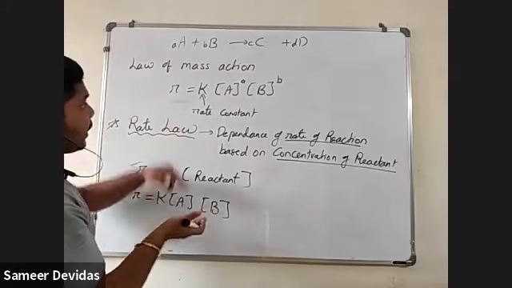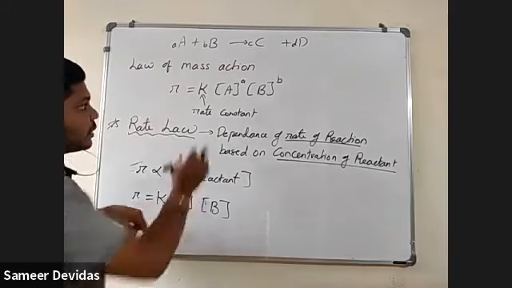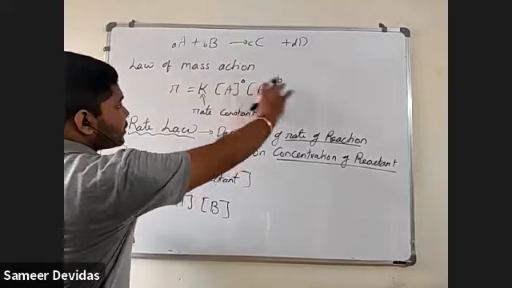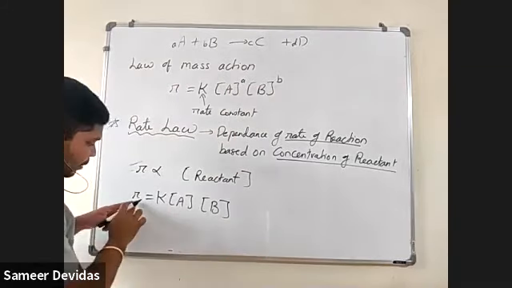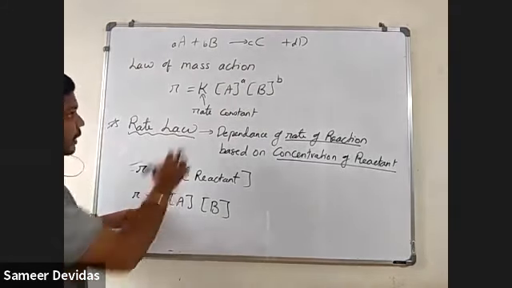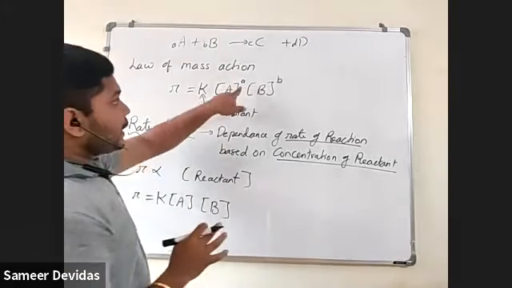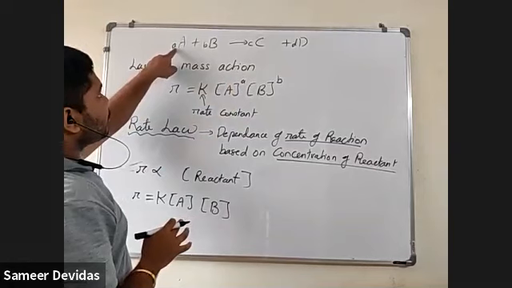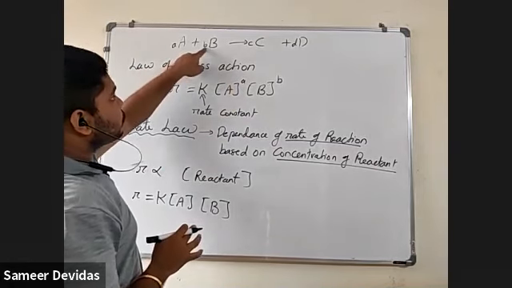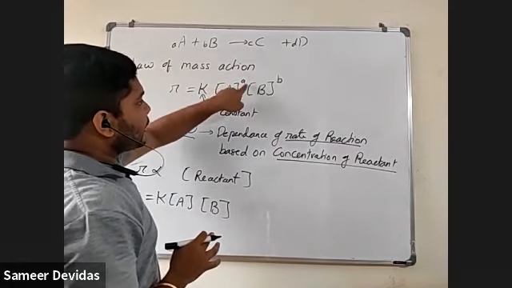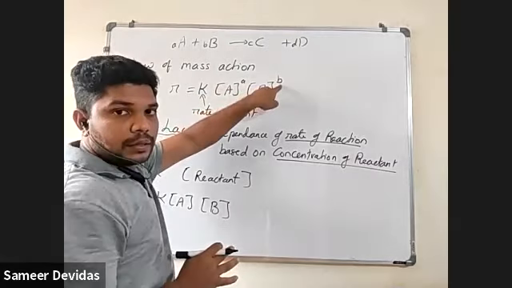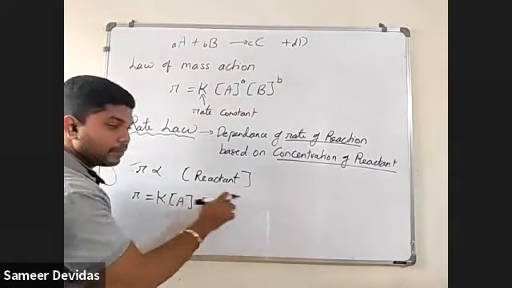Now see the difference between the law of mass action and the rate law. The law of mass action said the same: rate is equal to K, the constant, times the concentration of A and the concentration of B. But what they said is that whatever the stoichiometry of A and of B will directly come as the degrees, or powers. But here this is not the case.